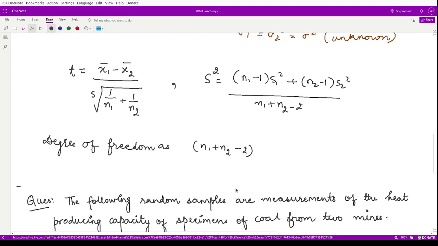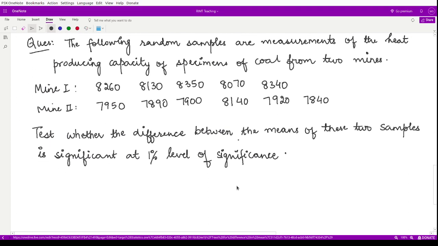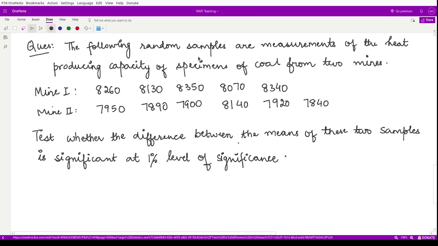So moving further, let's see a question here. The question is, the following random samples are measurements of the heat producing capacity of specimens of coal from two mines. So we are given two mines having different observations. In the first mine the observations are 5. In the second mine the observations are 6. We are to test the difference between the means of these two samples at 1% level of significance. So this is the question over here.